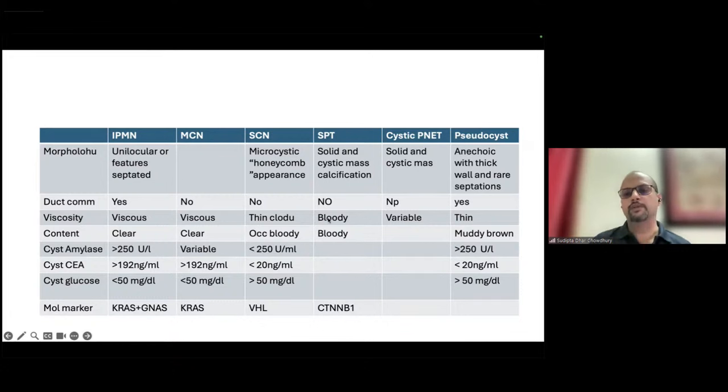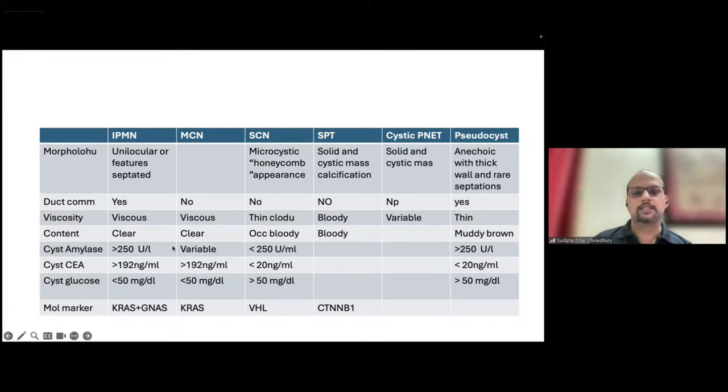So solid pseudopapillary tumors usually get bloody. In cystic neuroendocrine tumors, the viscosity is variable. And in serous cystadenoma, the viscosity is very, very thin. Most of the lesions, the aspirate is generally clear, except for serous cystadenoma, which is occasionally bloody, and in solid pseudopapillary tumors, which can be bloody.